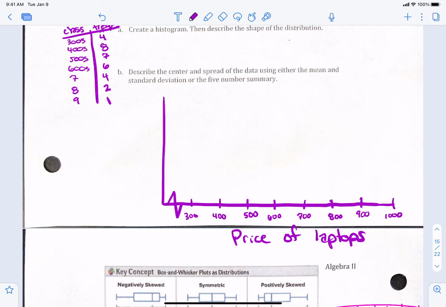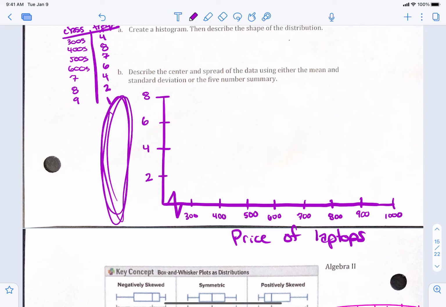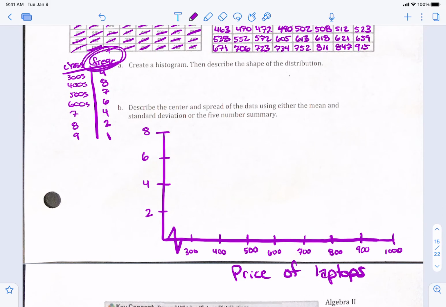What do we go up to there? What's the highest number that we need to go up to? 8, right? What are these called? The amount of computers, the amount in each category. What do we put right here for the label? The number of laptops that fall into each category, which is also called the frequency.